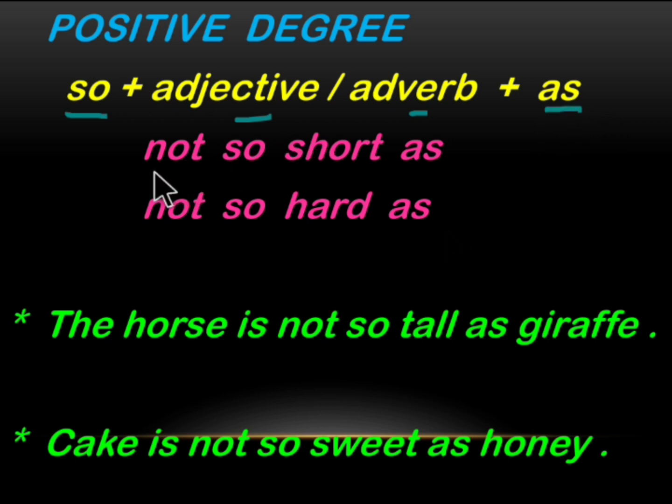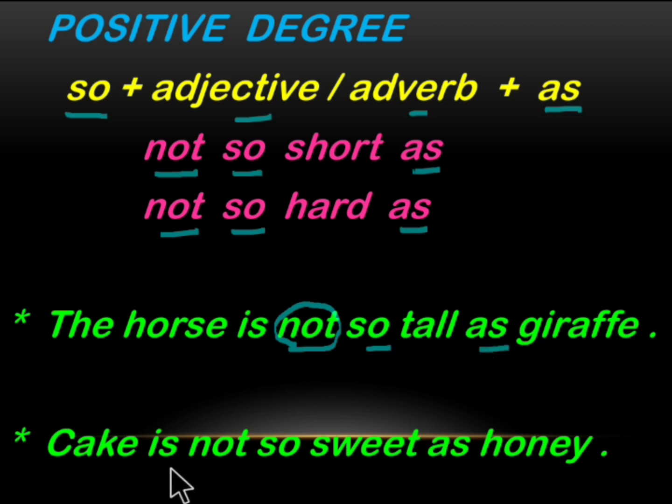So not, that is a negative word, not so short as. Short is an adjective. Again, not so hard as. This not is the negative word, and this hard is again an adjective. Let us see the usage in a sentence. The horse is not so tall as giraffe. So the negative word we get here is not. Since it is the negative word, we use so. Tall is the adjective here and again as.